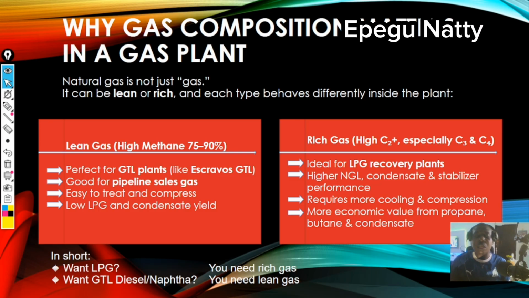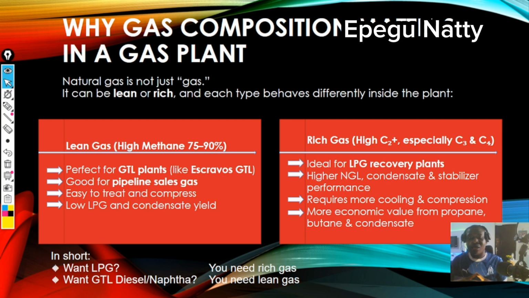Lean gas is gas that has 75% to 90% methane. This kind of gas is perfect if the purpose of your plant is to get GTL. An example of this kind of plant is the Escravos GTL plant. I'm going to talk about this Escravos plant later in this slide. This gas plant converts lean gas, sales gas, to diesel and naphtha. Yeah, you heard that right.